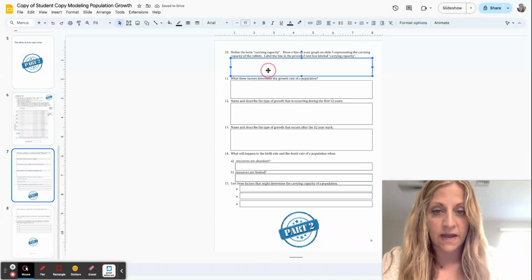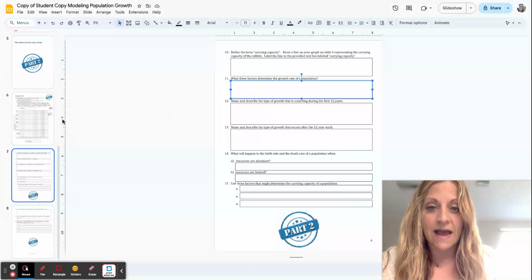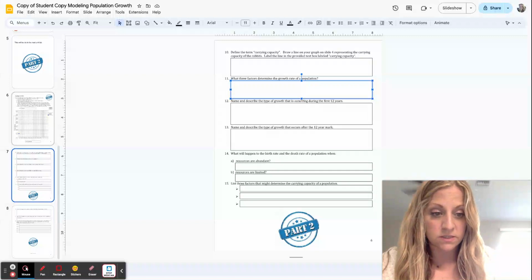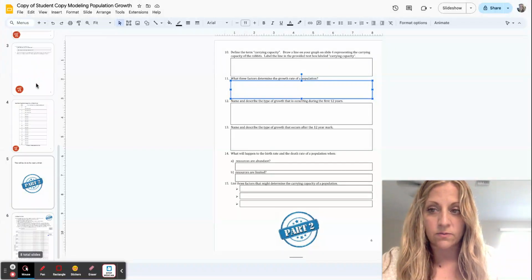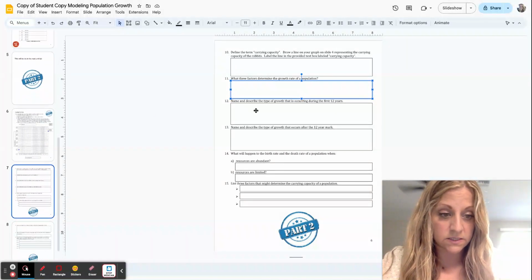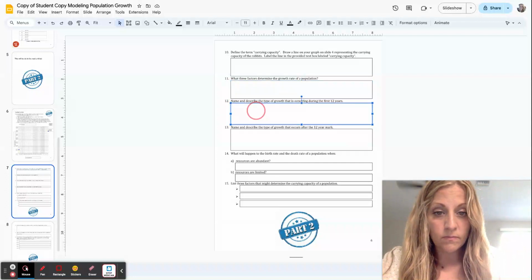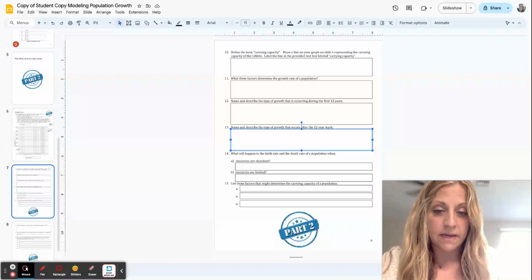So it asks you to define the term carrying capacity. You can look that up online or even go back to your lesson. Again, what 3 factors determine population growth? We talked about this in Module 4, but you can also go back and read the instructions, and it tells you in the lab what are the 3 things that affect population. Name and describe the type of growth that is occurring in the first 12 years. So again, you can go back to your lesson, or you can even just look that up. And then what's happening after 12 years.